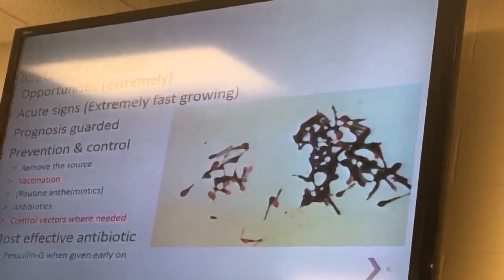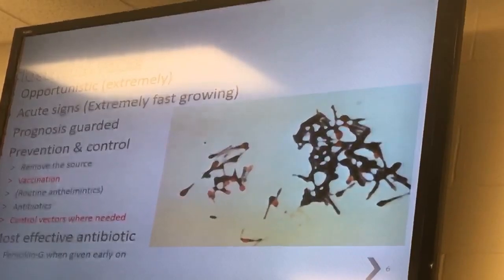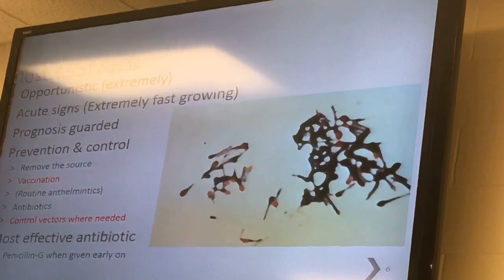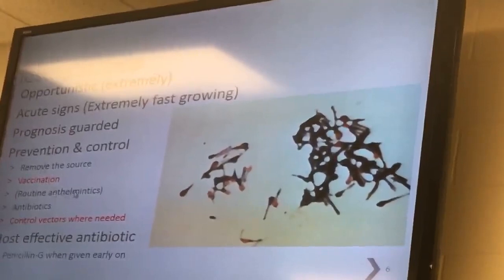Prognosis is extremely guarded because these are fast-growing, and not necessarily fast-growing, but they release a lot of toxins. So the best thing to do overall is prevention and control. And we do that through vaccination and properly disposing of carcasses or animals that die. And in the instance where some of these diseases have vectors associated with them, then we need to control the vectors. The most effective antibiotic across the board for Clostridium is penicillin, especially if you give it to these animals early on.